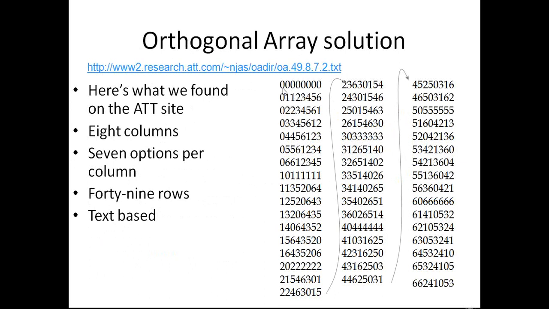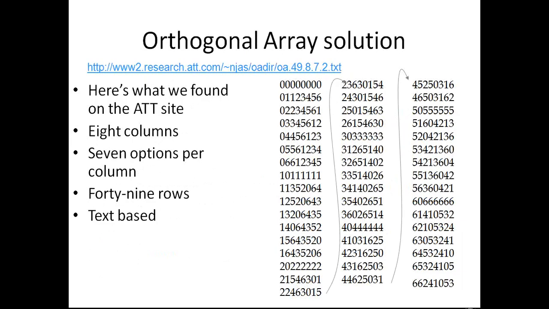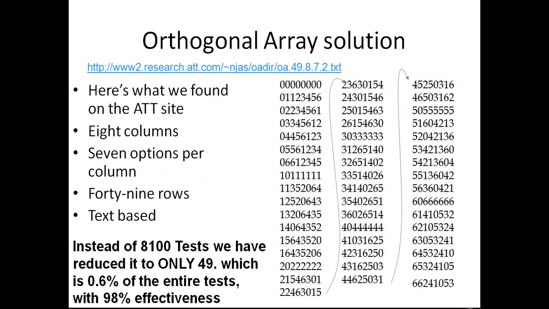So rather than, if you look at it, 8,100 combinations or rows, this orthogonal array can be used here, and we could have it reduced to 49 odd total test scenarios rather than 8,000 odd. And the way that we will do it, so just to give you the maths here, instead of 8,100 tests, we will reduce it to only 49 tests, which is 0.6% of the entire tests with 98% effectiveness.